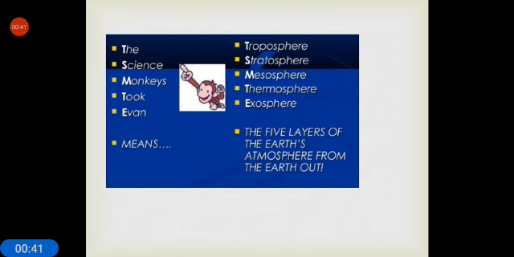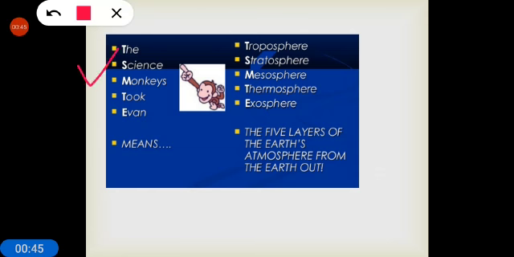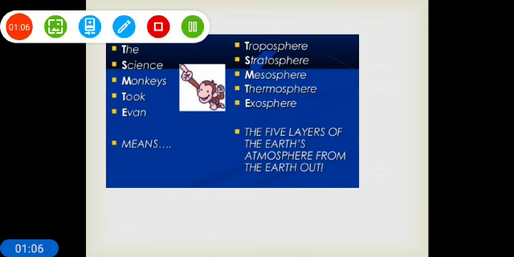And the easy way to learn these layers is to learn this sentence: The science monkeys took VII, in which T stands for Troposphere. In science, S stands for Stratosphere. In monkey, M stands for Mesosphere. In took, T stands for Thermosphere, and in VII, E stands for Exosphere.